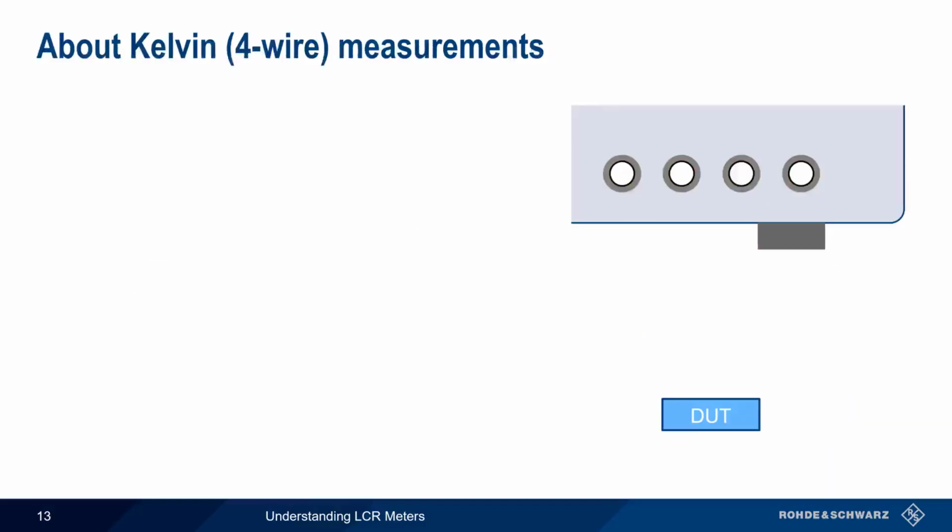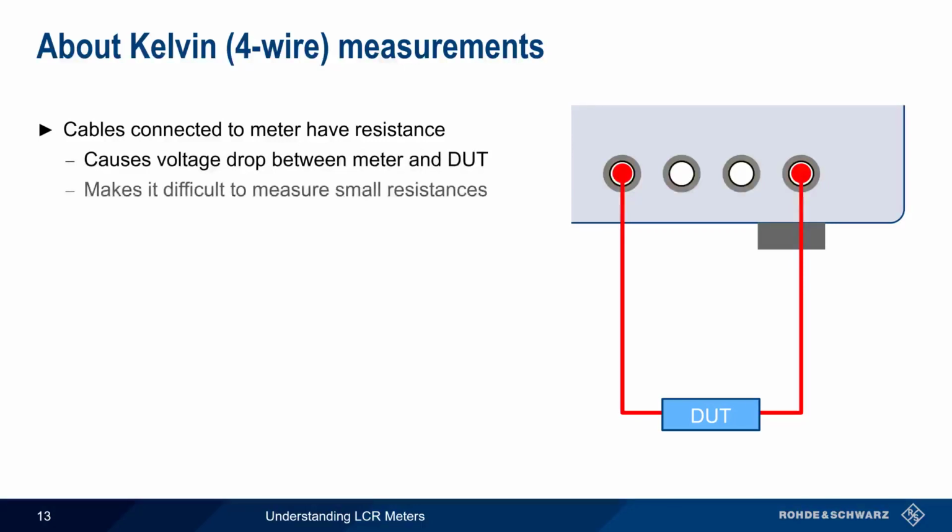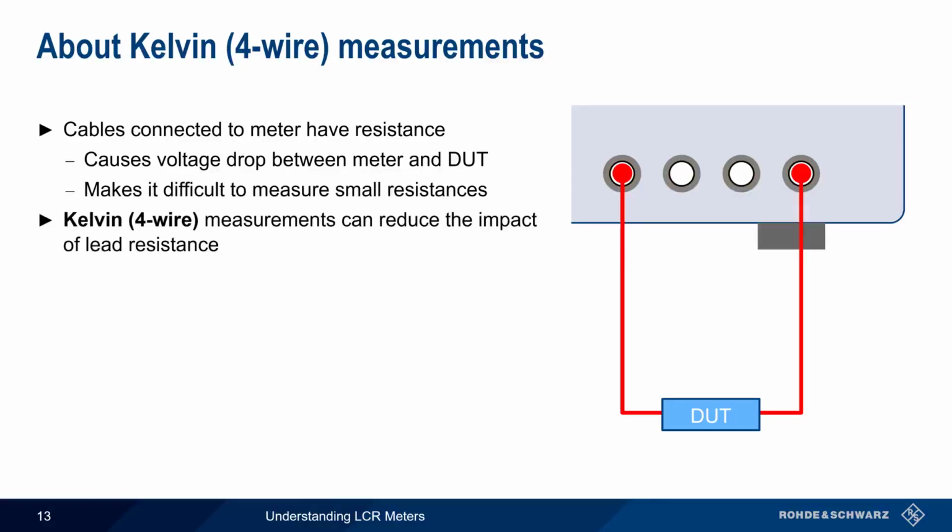Before we move on, let's stop for a moment to discuss Kelvin or 4-wire measurements. The cables connected to our meter have resistance, and although this resistance is typically very small, it does cause a voltage drop between the meter and the device under test. In many cases, this very small drop can be ignored, but it can become significant when measuring small resistances. Kelvin or 4-wire measurements are used to overcome this issue.